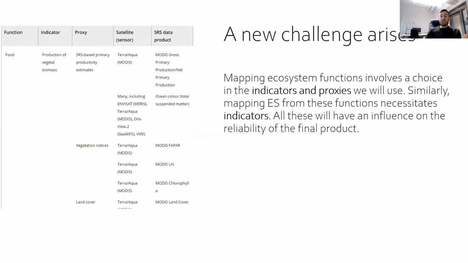And then a new challenge arises, which is the challenge of indicators. Mapping ecosystem functions necessarily involves a choice of indicators, also when we are using remote sensing. And the same goes for mapping ecosystem services. So I do recommend that you go to this paper, and there's a fantastic table there where Petrarelli connects the functions with the remote sensing proxies and the remote sensing data products that we can use as a proxy to measure each function.